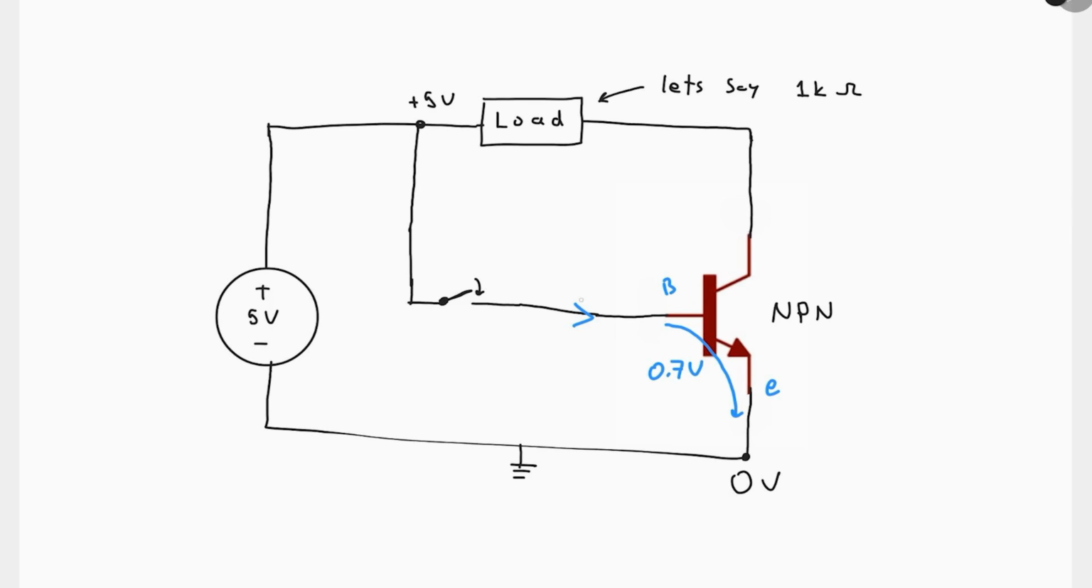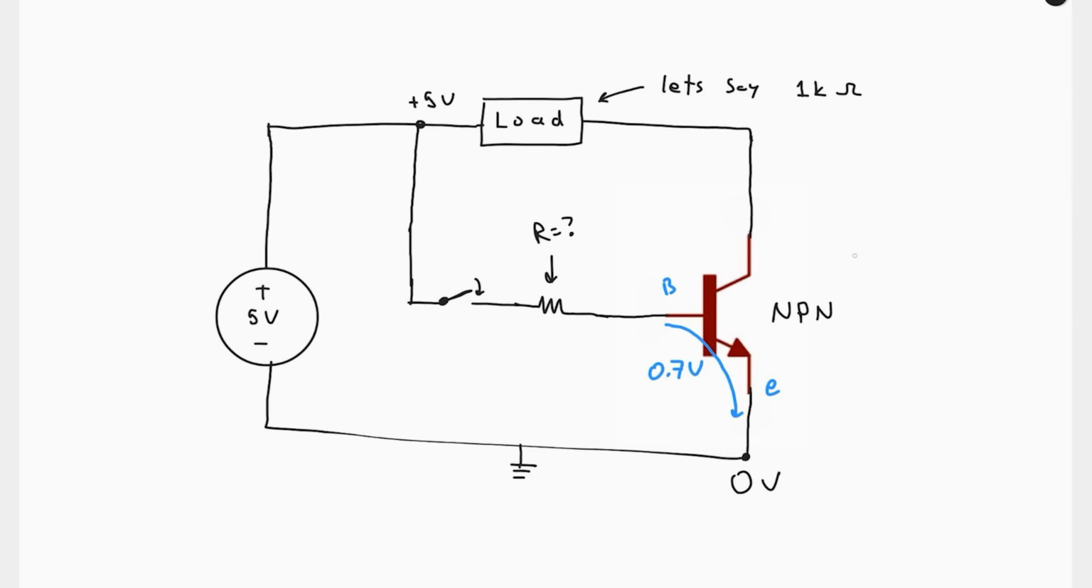But this is wrong because we have too much current flowing to the base. It's going to ruin the NPN, and it might even ruin the battery. It might even catch on fire. Everything is going to catch on fire. So this is just not good. What we have to do is put a resistor here, so we limit the current flowing to the base.